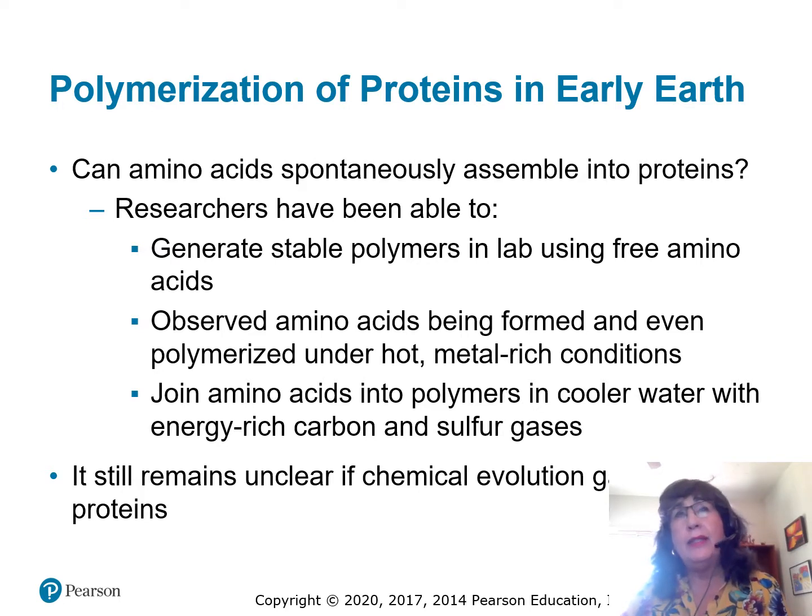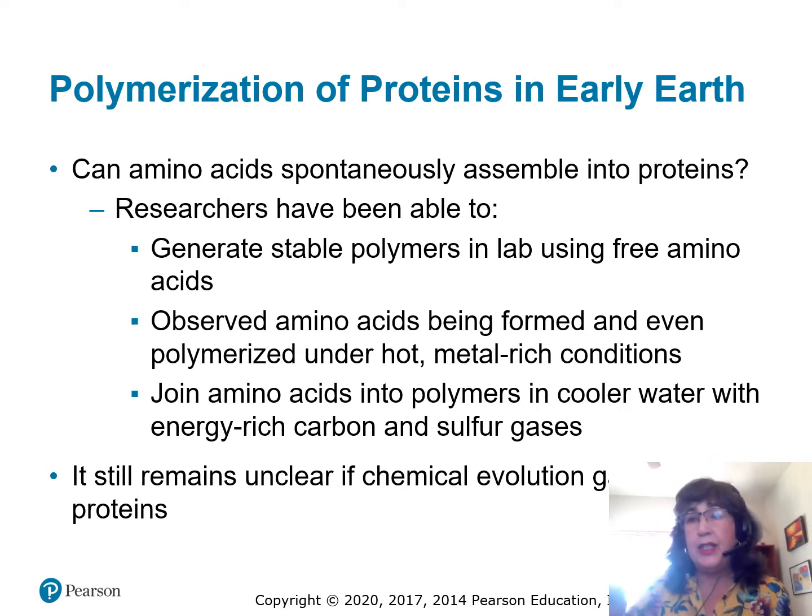Can amino acids spontaneously assemble into proteins? Researchers have been able to generate stable polymers in the lab using free amino acids. They observed amino acids being formed and even polymerized under hot, metal-rich conditions. But it's still unclear how proteins actually formed under early Earth conditions.